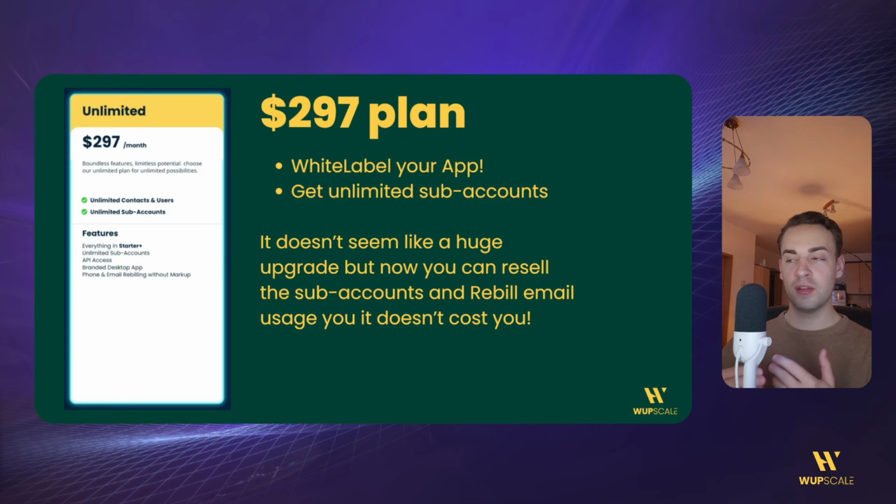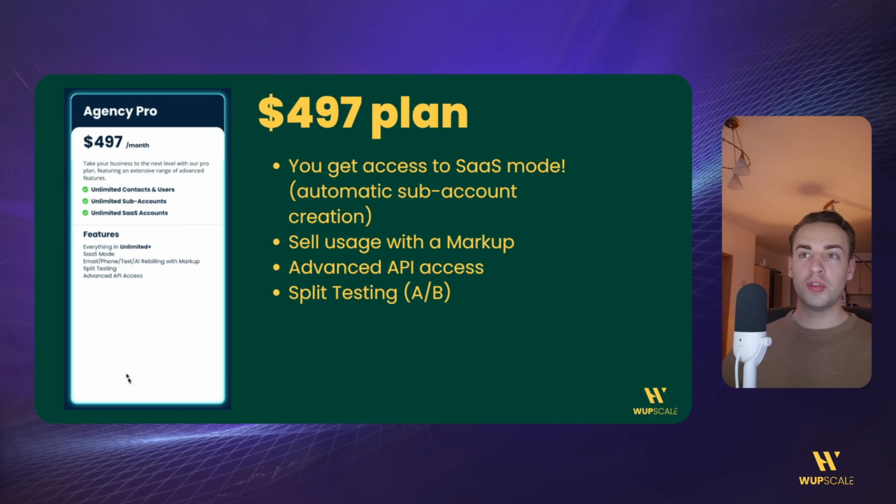It's a great deal for everyone because if anyone comes to my school community, let's say, and then they want to try HighLevel, they don't need to pay the 97 per month. I can just give it to them for 19 per month. And then once I sell enough sub accounts, I'm making a profit on my $300 plan. And now at this point, you can also rebill the email and phone usage. You are not going to make a profit yet, but at least you don't need to cover the emails that your customers are sending. Moving forward to the Agency Pro plan, now this is the 497 plan.